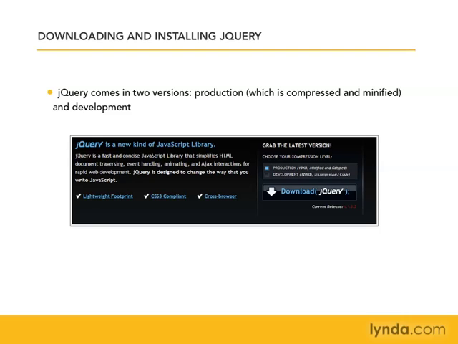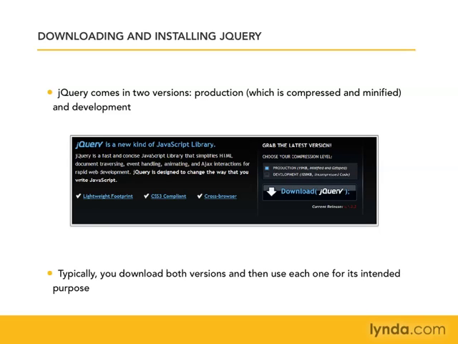So typically what you'll do is you'll download both of these versions, and then you'll use each one for its intended purpose. So during development, you'll use the development version because that's the version that makes it easier to debug. You can step through the code and see how things are working. But when you're ready to deploy jQuery to your web server, you'll use the production version.